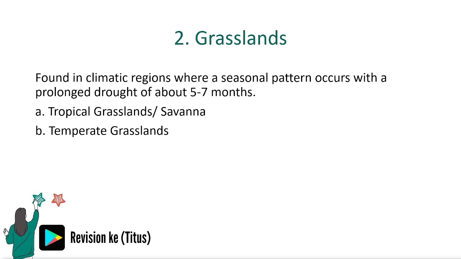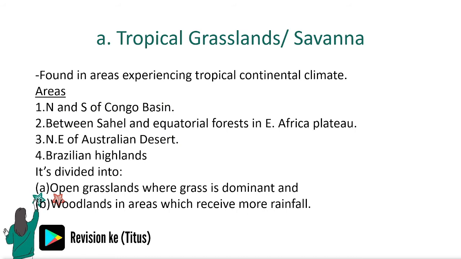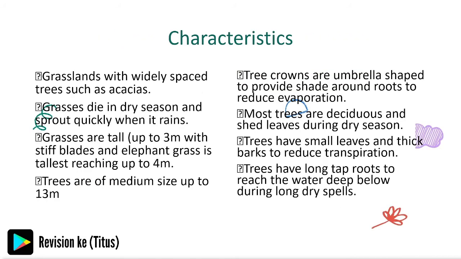They are found in climatic regions where a seasonal pattern occurs with a prolonged drought of about 5 to 7 months. And these could be in the tropical grasslands, the temperate climatic regions. So let's look at the two. So we can see tropical grasslands, they are found in areas experiencing tropical continental climate. And these are the areas listed, and it's divided into two: open grasslands, where grass is dominant, and woodlands, which receive more rainfall.